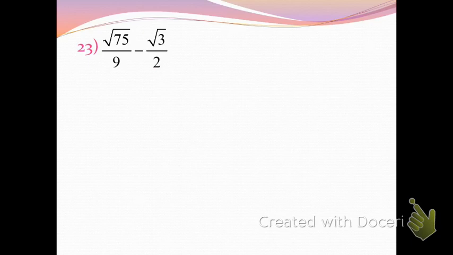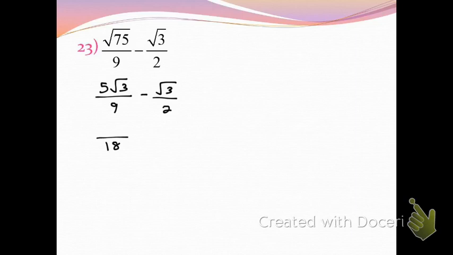So let's see what we can do here. Well, 75 is 25 times 3. The square root of 25 is what, guys? 5 square root of 3 over 9 minus square root of 3 over 2. I'm going, yes, I have like radicals, but I don't have what? Common denominator, which needs to be what? 18.